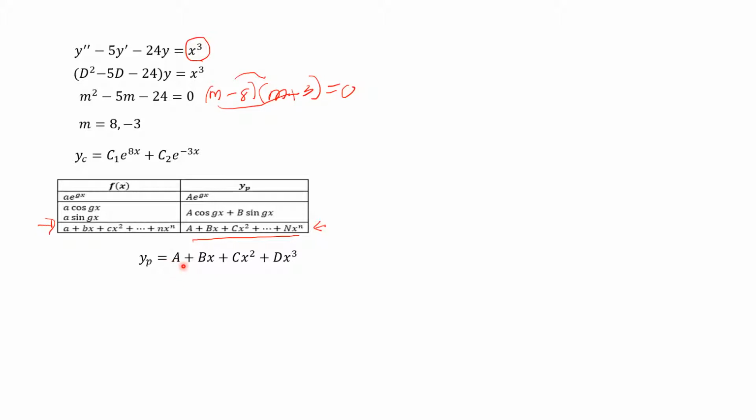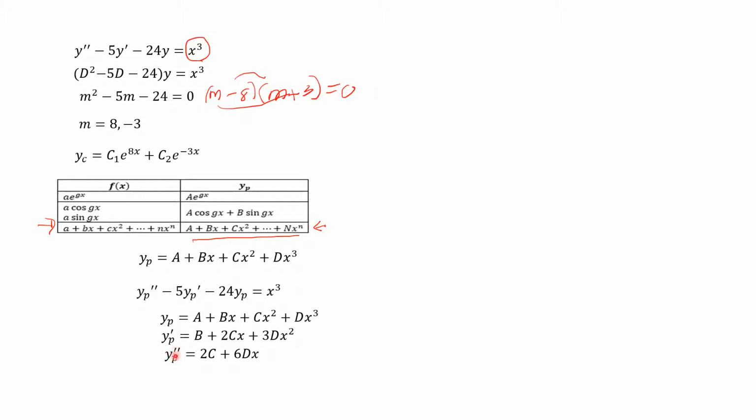Remember, you have to find the values of a, b, c, and d by plugging this into this equation. This should be yp double prime minus yp prime minus 24yp equals x cubed. Now we have to find those yp, yp prime, and yp double prime. Our yp is a plus bx plus cx squared plus dx cubed. Our yp prime is b plus 2cx plus 3dx squared. And our yp double prime is just 2c plus 6dx.